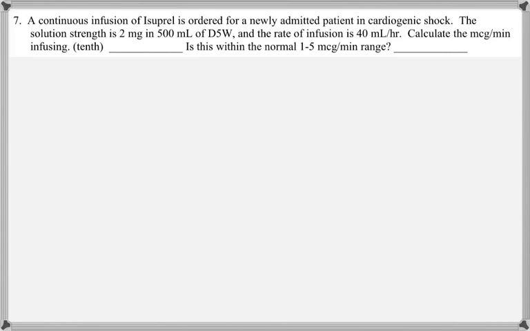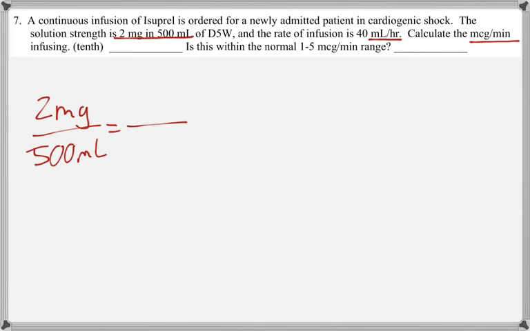So I have the rate, but my rate is in mLs per hour, and they want the rate to be expressed in mcg per minute. So I need to convert from a liquid form into a powdered form, as well as change the time frame from hours to minutes. So I'm going to start by setting up a proportion with the solution strength and my rate. And I put the 40 mLs on the bottom so that the mLs match.